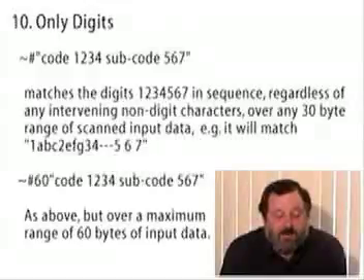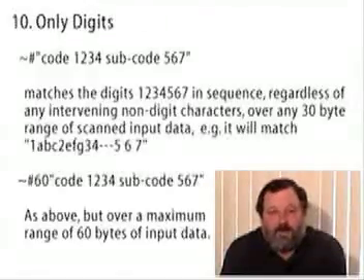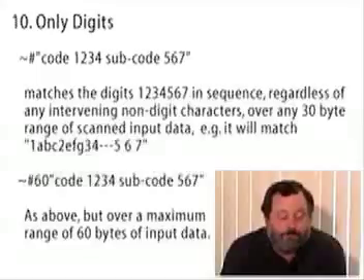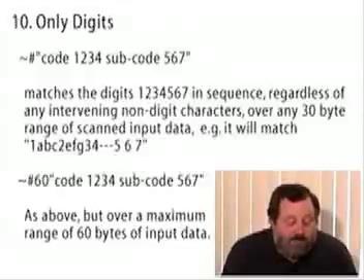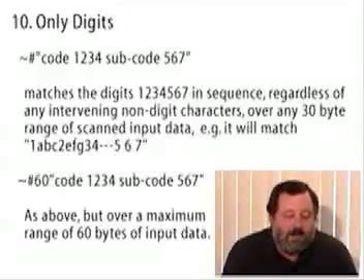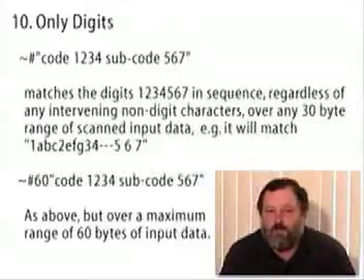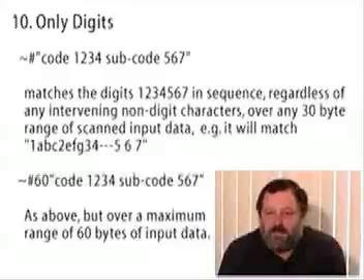That would match the sequence of digits 1 to 7 in sequence regardless of any intervening non-digit characters over a 30-byte range of scanned input data. The second example shows the optional size of the scanned data being specified as 60, overriding the default of 30. So the sequence of digits 1 to 7 will be matched if they appear in sequence over any 60-byte range of input data.